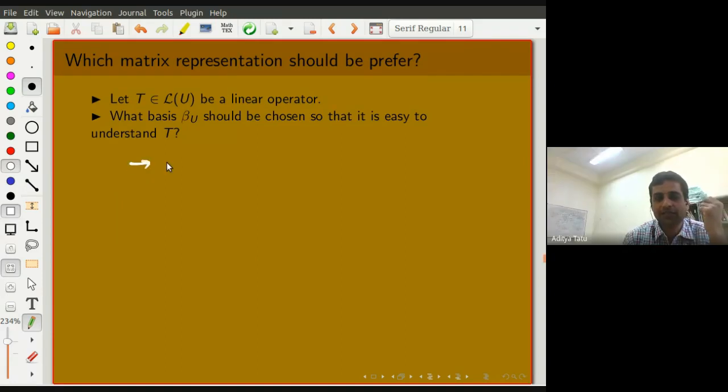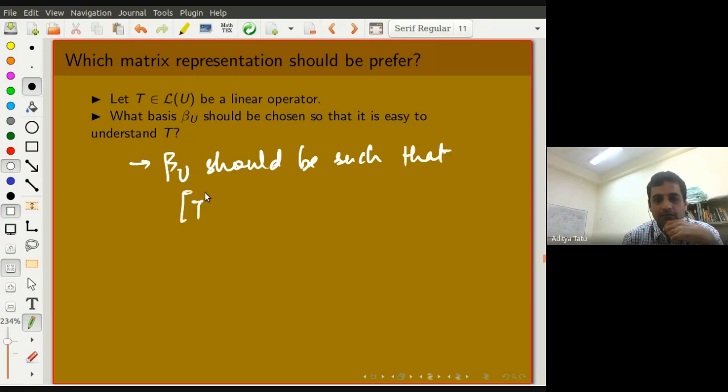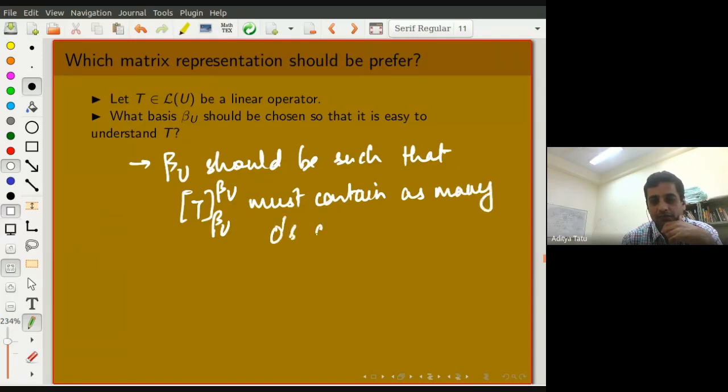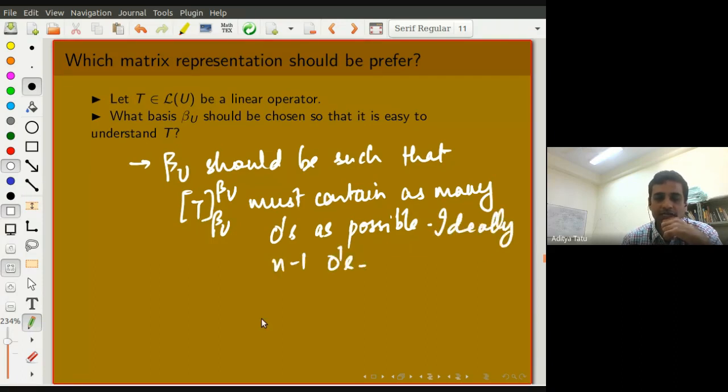Basically, you're trying to say that beta U should be such that the matrix of T in beta U must contain as many zeros as possible, ideally, as you said, n minus 1 zeros, right? Yes.